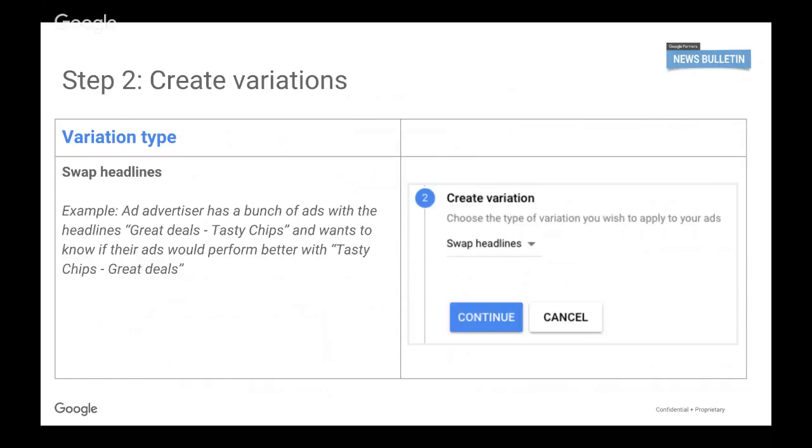So let's say you want to test for your whole account. What will happen if I switch my headline 1 and headline 2 for all my ad text? And then afterwards you can get a really easy evaluation report.